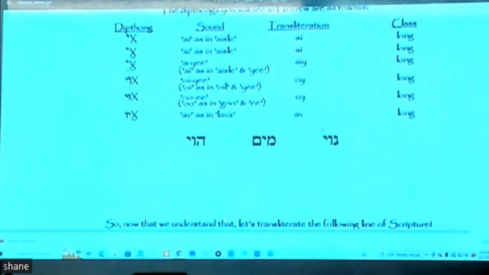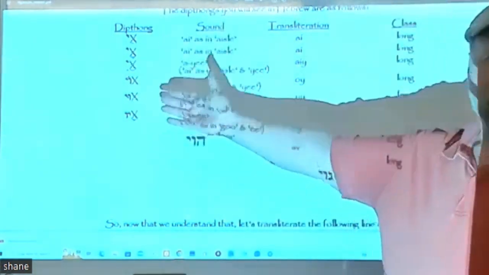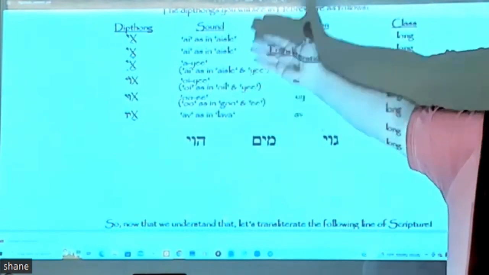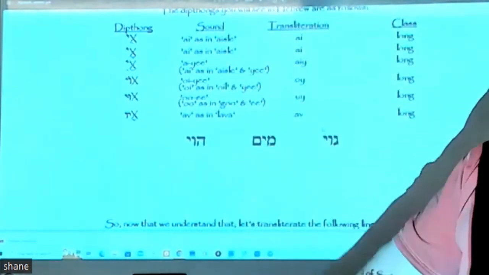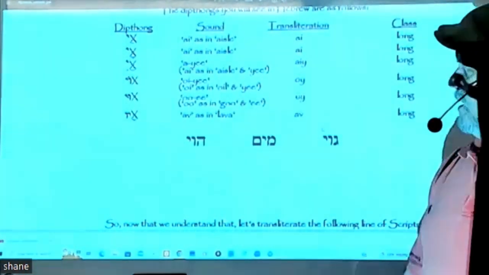The diphthongs are difficult. They are. That's why I called it the dreaded diphthong. They're difficult, and it takes some time to get used to them. Okay. But you see what they are. You see what sounds they make. You see how to transliterate them. And you know that they're all long. So there you go. All right.